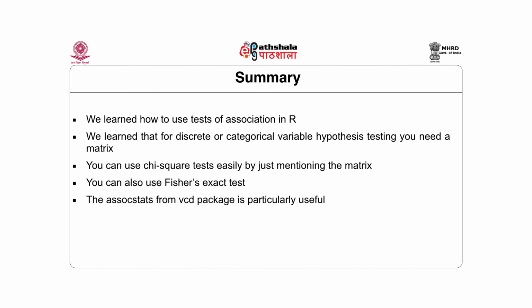So this is an example in which you can make good use of how to read these data sets. In summary, we have learned how to use tests of association in R. We have learned that for discrete or categorical variable hypothesis testing, you need a matrix, which you can create using a table. You can very rapidly generate a chi-square test by just using the matrix. Fisher's exact test is a very useful test that you should be using. And assocstats from the vcd package is particularly useful. With the worked-out example that we have shown you, you can very easily run nice and practical tests of association with categorical variables.